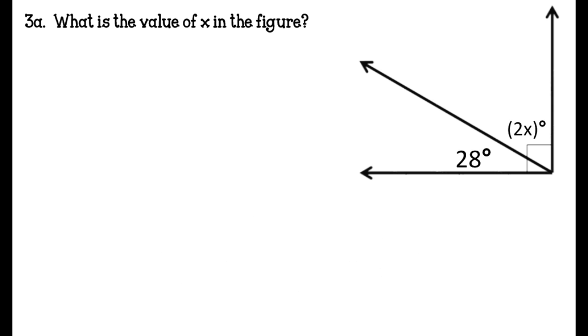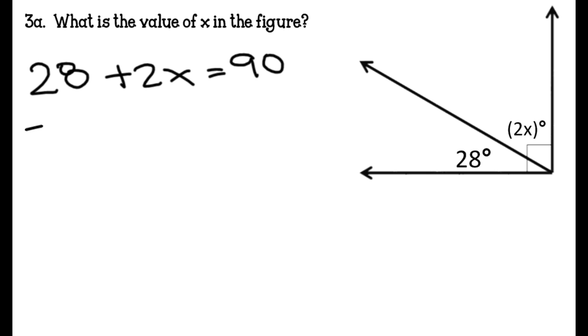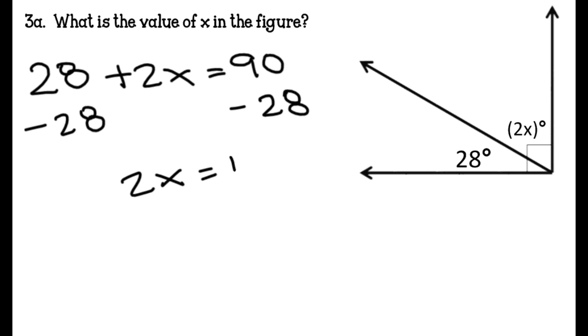3A, I have 2x plus 28, and they are going to equal 90 degrees because these angles together create a 90-degree angle, so they are complementary. So I take 28 plus 2x equals 90 degrees. And I subtract 28 from both sides. And when I do that, I get 2x equals 62. And then I divide by 2.